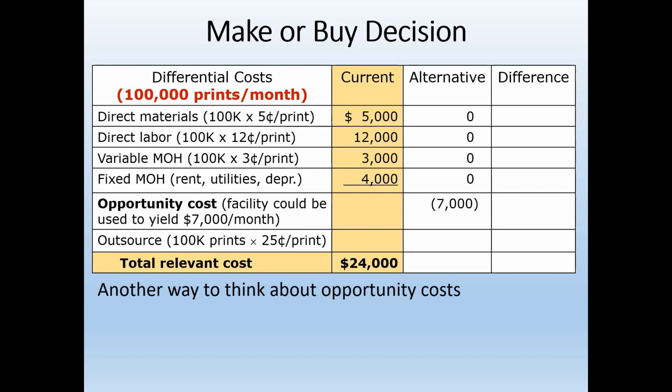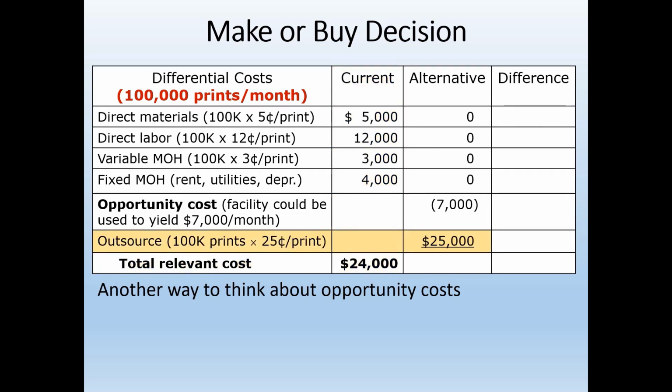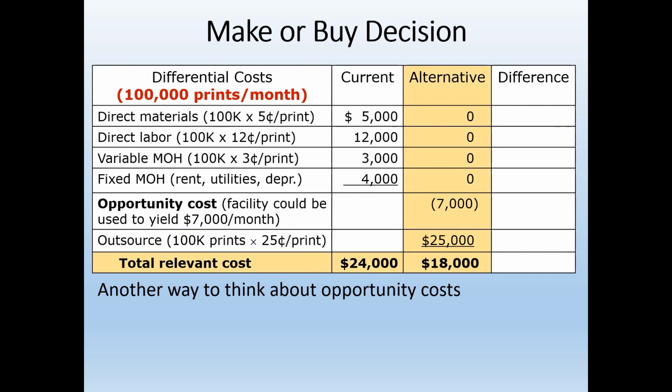That would bring the cost to make the prints down to $24,000. The cost to outsource is still 25 cents per print times 100,000 prints, but the net cost of outsourcing is $25,000 minus the $7,000 that the firm would generate from the freed up space for a total of $18,000.